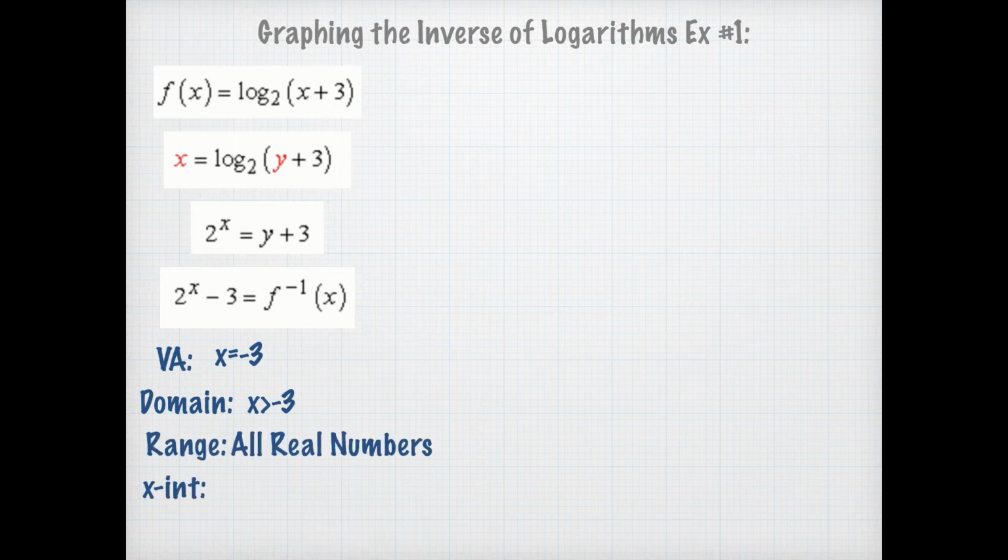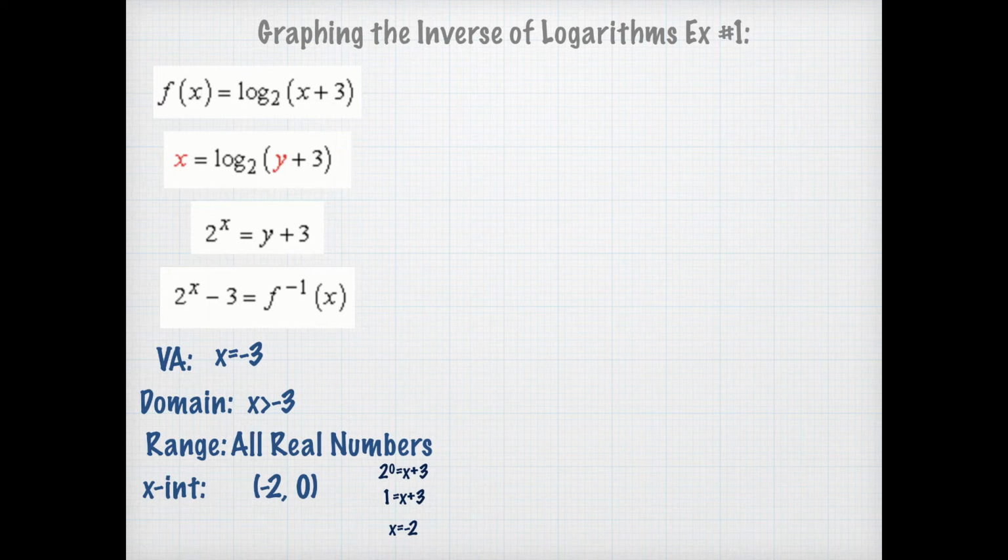And so if I were to ask you to find the x-intercept, which represents the value of x for which your y equals 0, I'm going to plug in 0 for my y. So remember, it's going to be 2 raised to the 0 equals my x plus 3. So when I solve this, because 2 to the 0 is 1, I get negative 2. So my x-intercept is going to be negative 2, 0. So that's for my log graph. Now let's find it for my inverse.